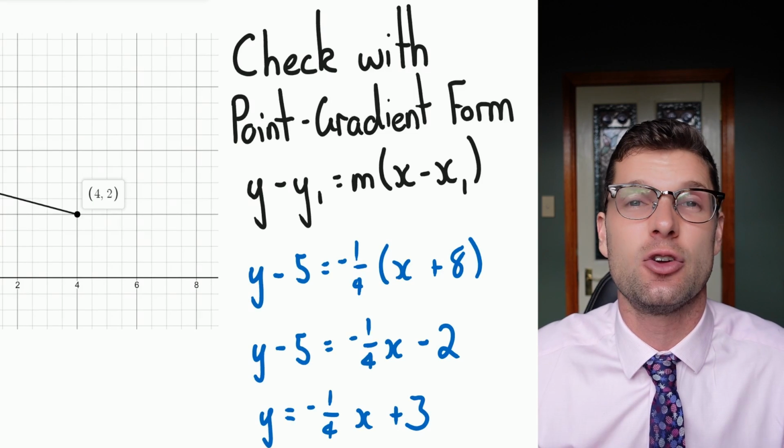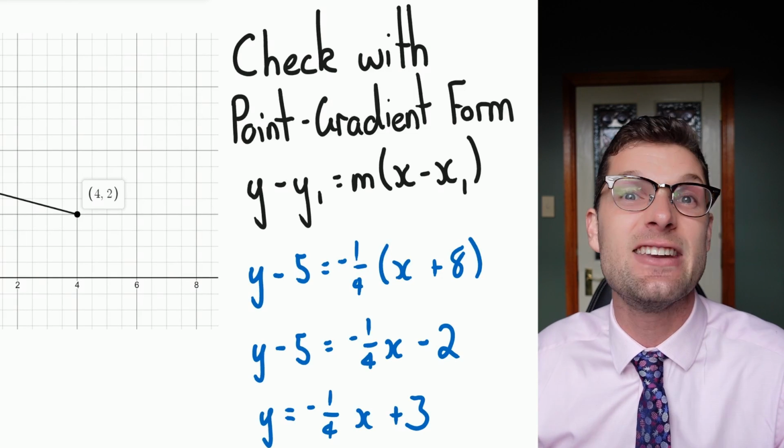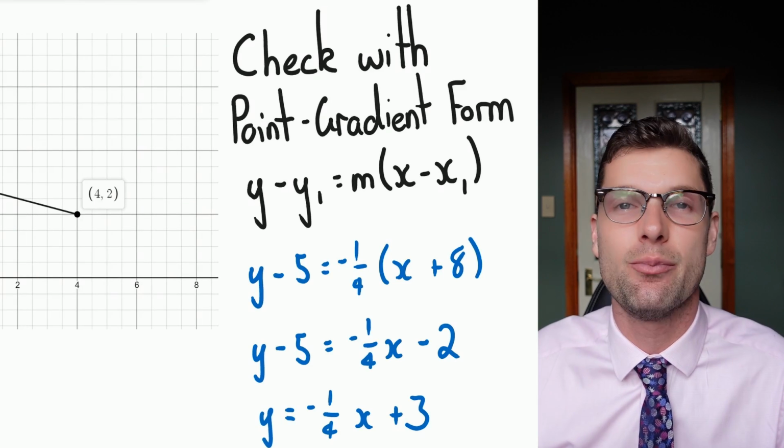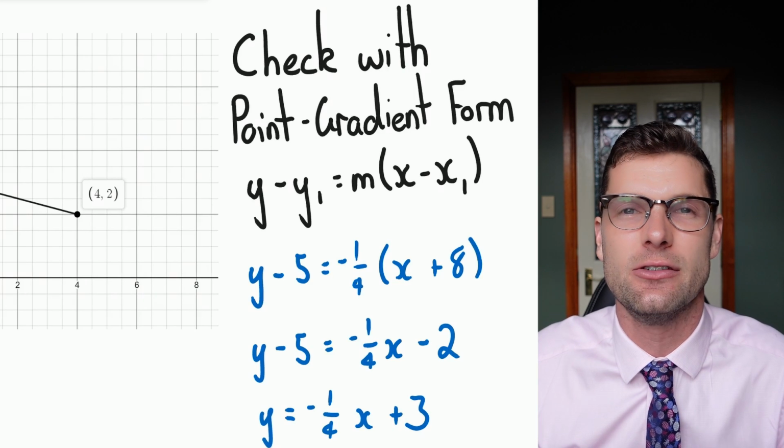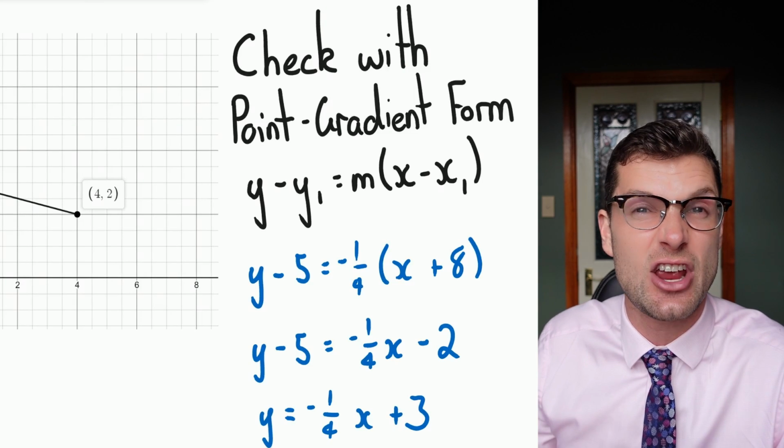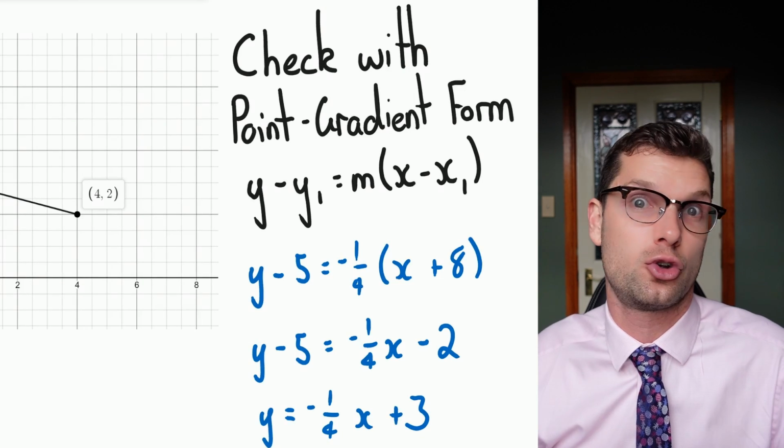This is just a really good way to check your answer algebraically and not rely on the graph. If you've got a bad printout or something, it might be a way you've lost a mark in a test. So just checking with this point gradient form could be really helpful.